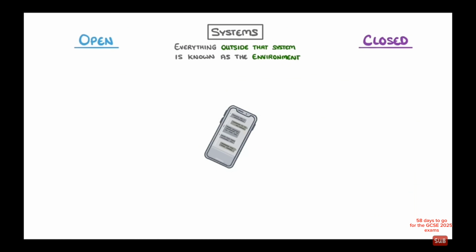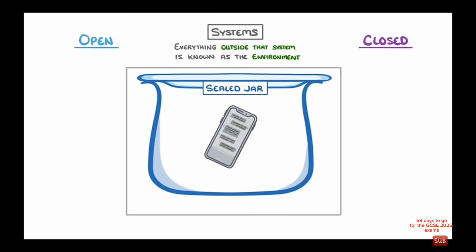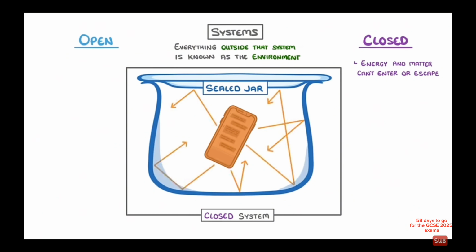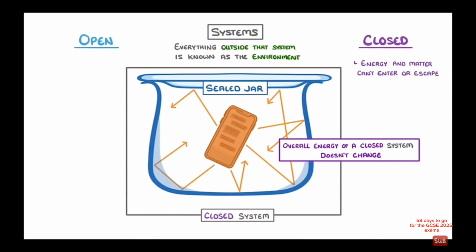On the other hand, if we put your phone in a sealed jar, then our system would be the entire contents of the jar, including the phone and the air within the jar, and we would now call it a closed system, because energy and matter can't enter or escape. So this time when your phone heats up, the heat energy will be dissipated to the air inside the jar, so it stays within the system. And importantly, this means that the overall energy of a closed system doesn't ever change.